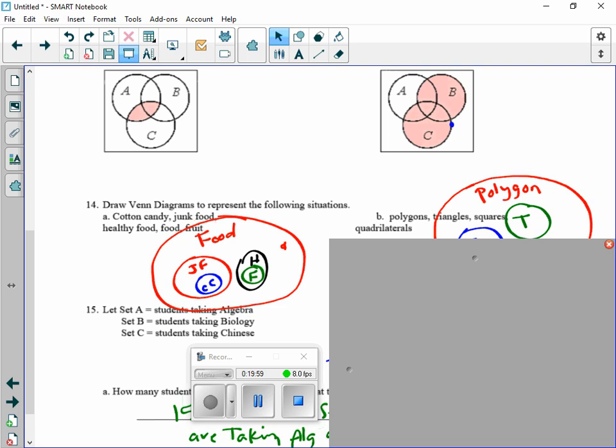Okay, now let's see if you can do the next one. See if you don't get too big of a hint here. Polygons, triangles, squares, and quadrilaterals. See if you can come up with one for that.